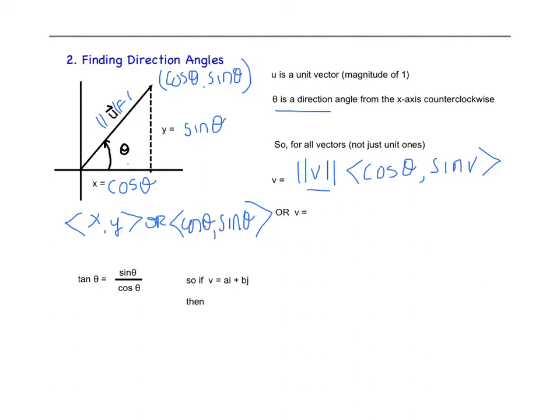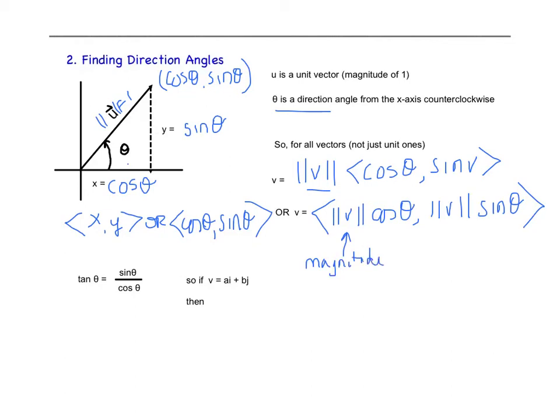Another way to write this would be as the component vector ⟨the magnitude of v times cosine theta, the magnitude of v times sine theta⟩. A lot of notation here, but really it's just numbers, not a big deal. So this is the magnitude, and this is the direction angle. Theta is the direction angle.